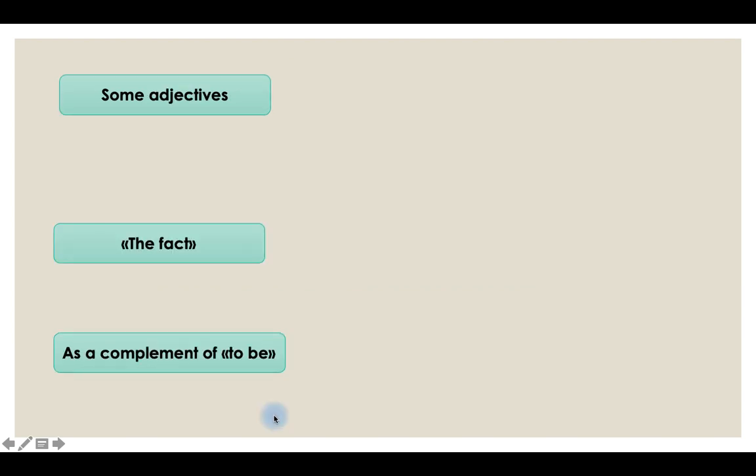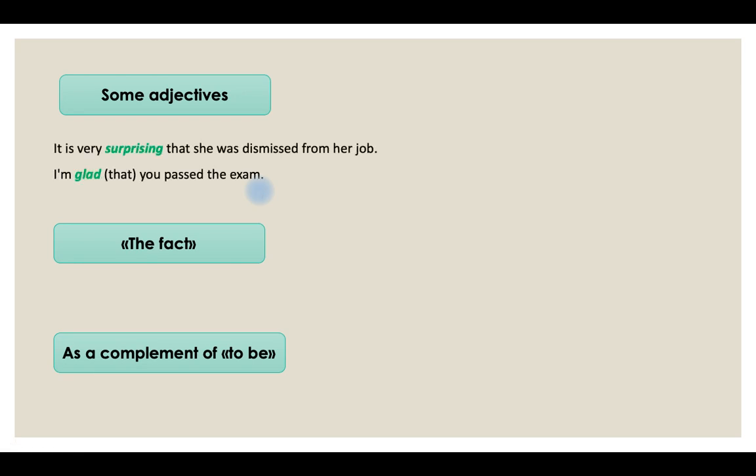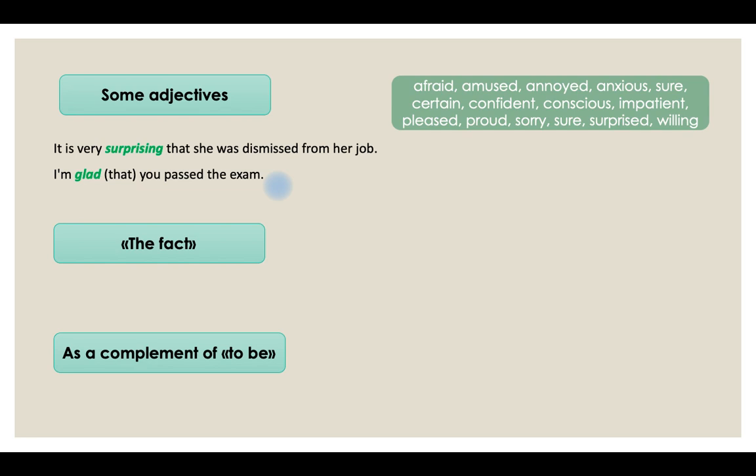Also, that clauses can be used after some adjectives. It is very surprising that she was dismissed from her job. Yes, surprising is an adjective. I'm glad that you passed the exam, or I'm glad you passed the exam. What are some other adjectives used with noun clauses? Afraid, amused, annoyed, or impatient, or pleased, or proud, sorry. I'm very sorry that, or I'm certain that. I'm glad that you passed the exam. Sınavı geçtiğinden memnunum.